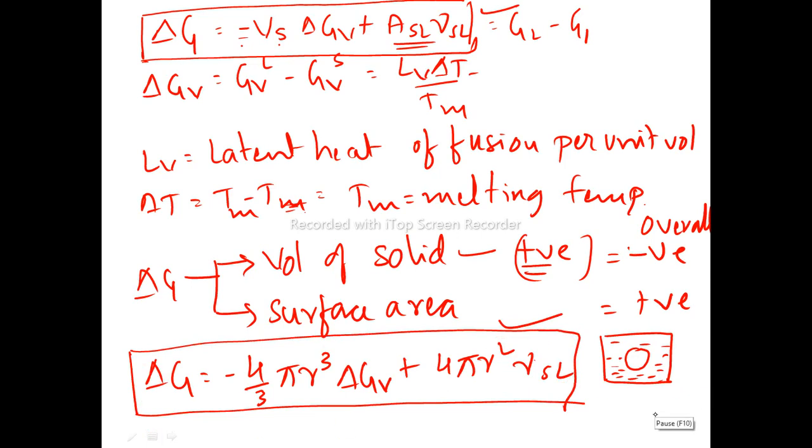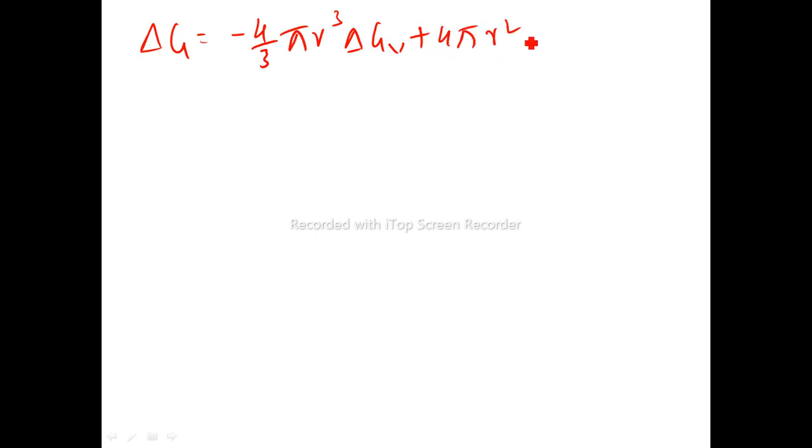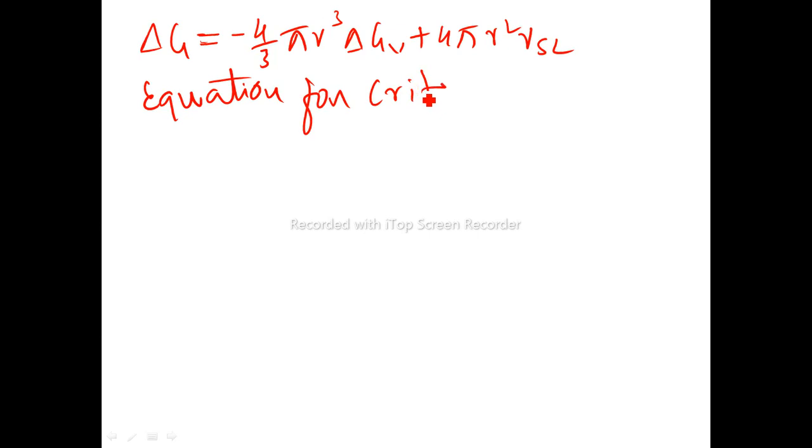Okay, that is delta G equals minus 4 by 3 pi r cube into delta GV plus 4 pi r square into gamma s. Okay, so now I am deriving the equation for critical radius.